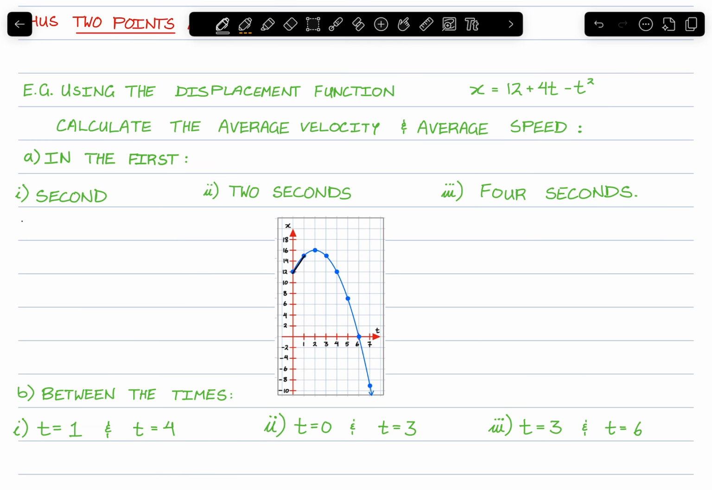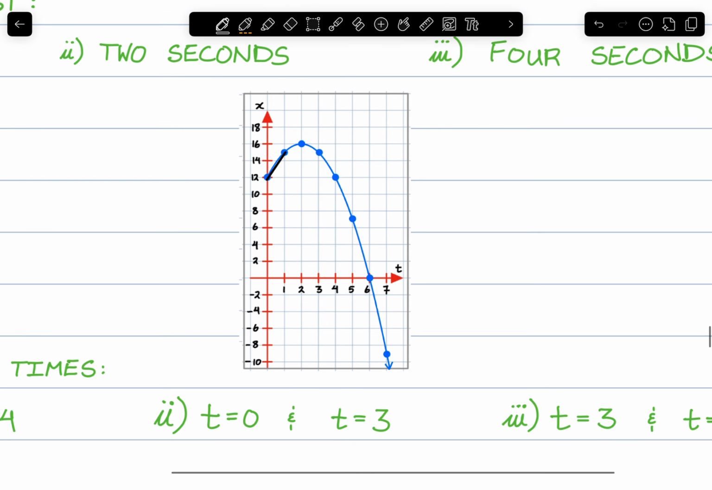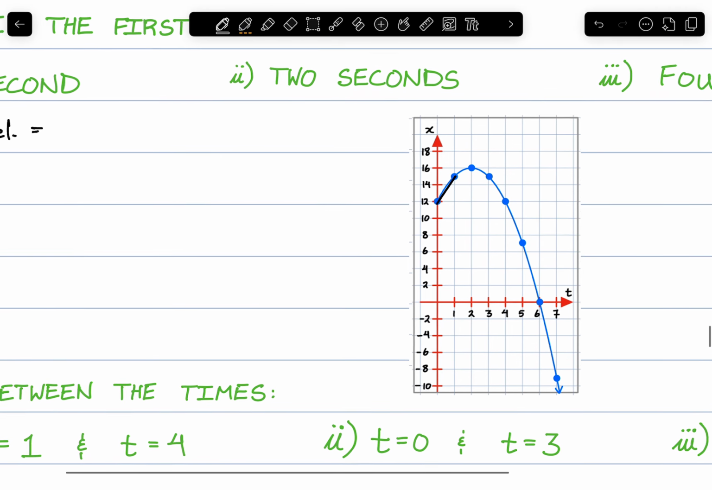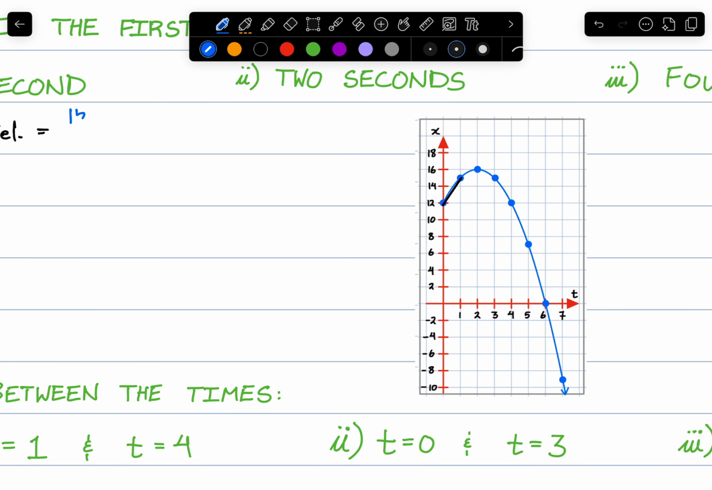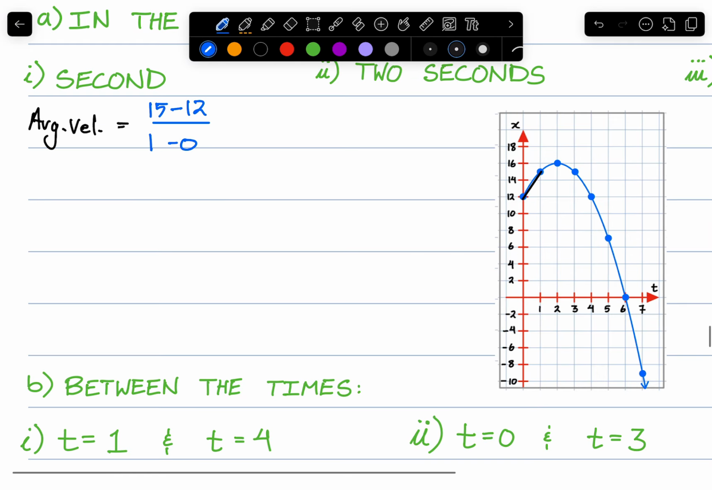So we can call that average velocity, which is equal to, at t equals 1, it's 15, so 15 minus, at t equals 0, that's 12, over 1 minus 0. I hope you can see that this is actually just the gradient formula, y2 minus y1 over x2 minus x1. And this one's going to be 15 take away 12 over 1, which is 3 meters per second.